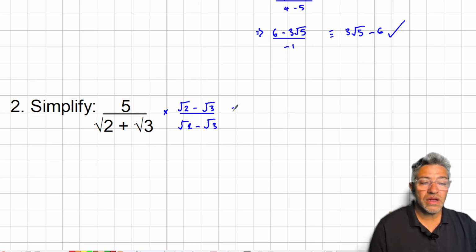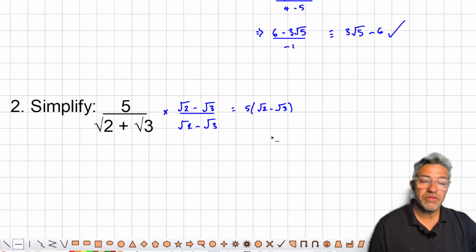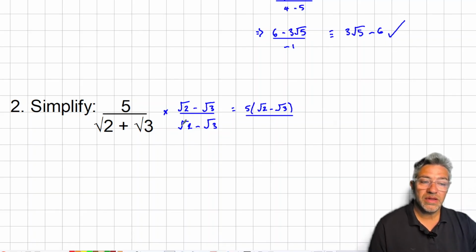So I like routine for that clarity. I'm not going to expand my brackets in the numerator initially. So I will simply write 5 open brackets, root 2 minus root 3 close brackets. In my denominator, root 2 times root 2 gives me root 4. Some of you might write 2 straight away, that's fine.